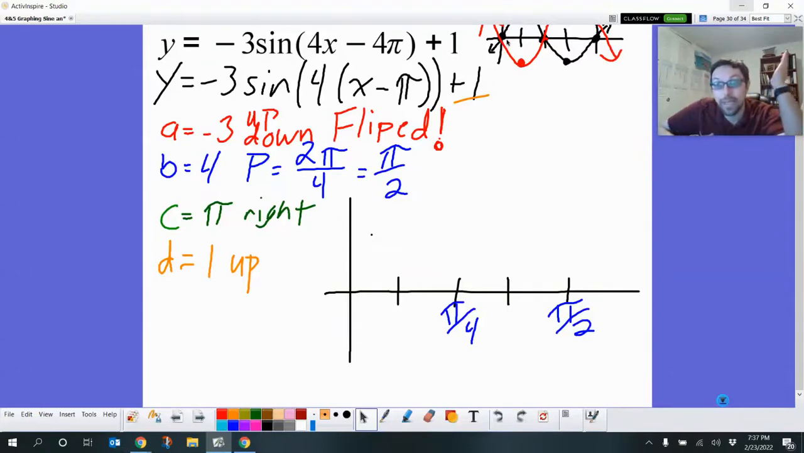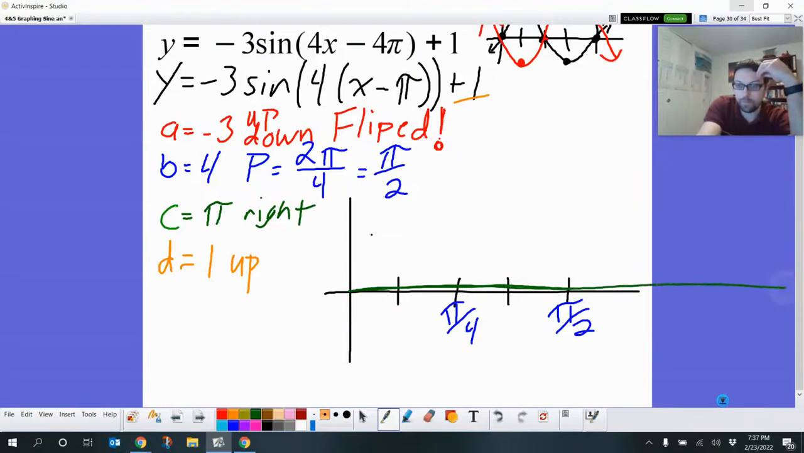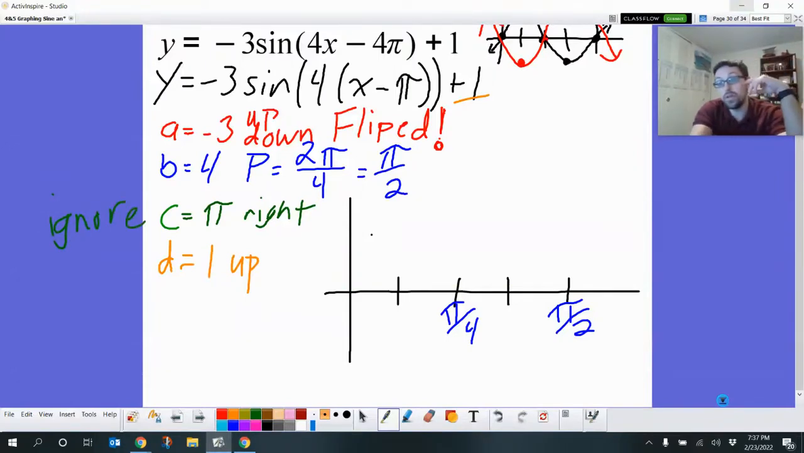So I'm going to ignore it, because it would have gone, let me draw it, it would have gone here, but a point from over here would have just filled in its spot. That pi to the right is not going to do anything, so I'm going to ignore it. If you really want to, you could draw a super wide graph. You can have fun with that, but I'm not going to do that. I don't have enough space.